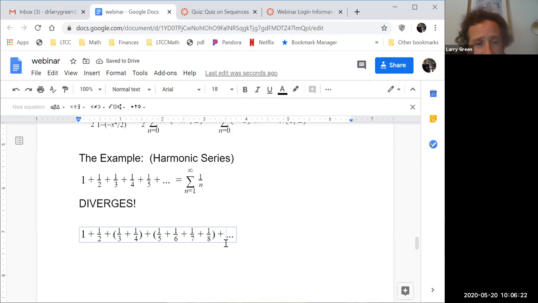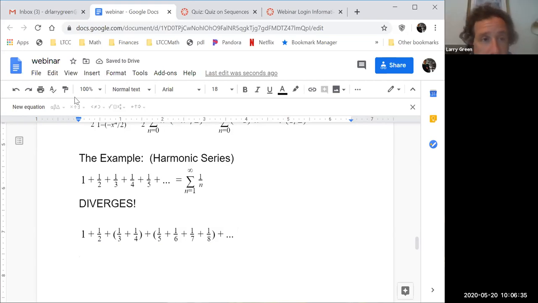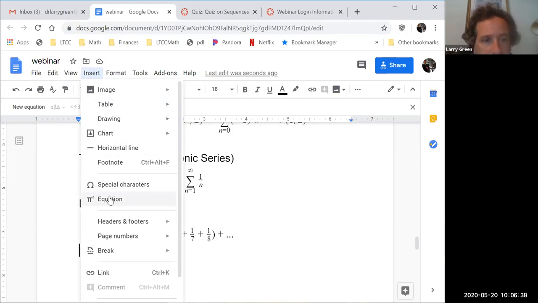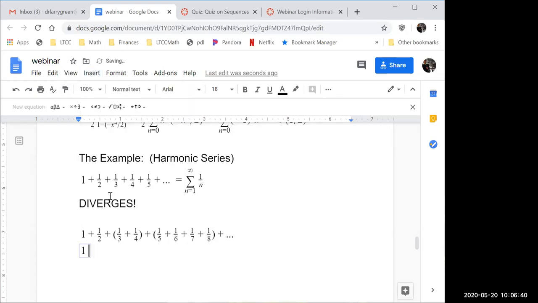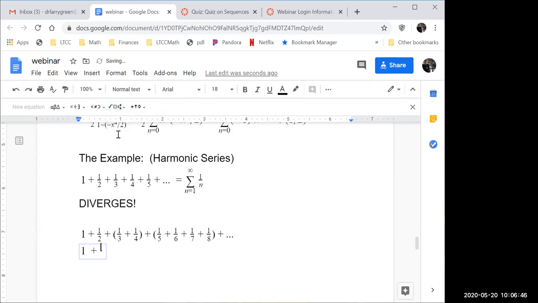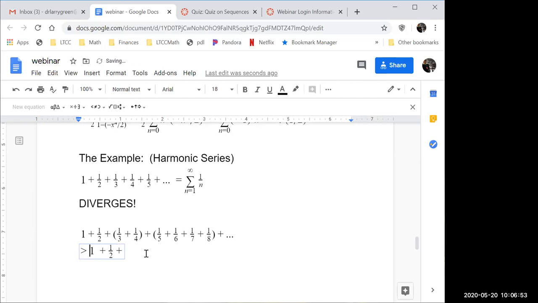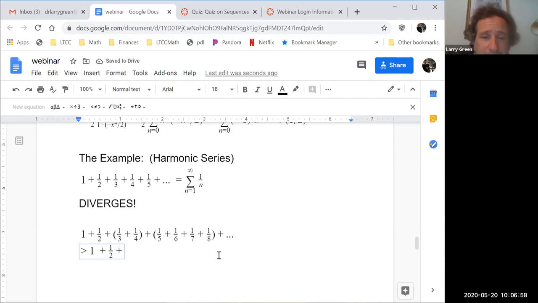Okay. I don't think I'm going to write down the next group because we're just now talking about it. The one's not so important, but what we can do is the following. We can use a little inequality. So we have 1 plus a half plus, actually I need a greater than.